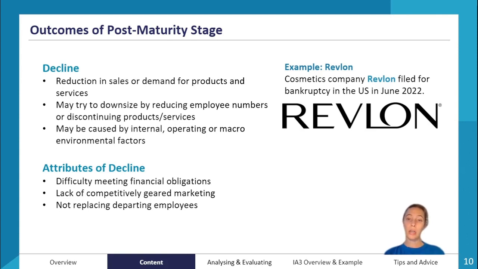Revlon is a cosmetics company and it filed for bankruptcy in the US in June 2022. That is an example of a strategy that a business is going to use to exit the market. When a company is not able to continue anymore, sometimes they are forced to file for bankruptcy.